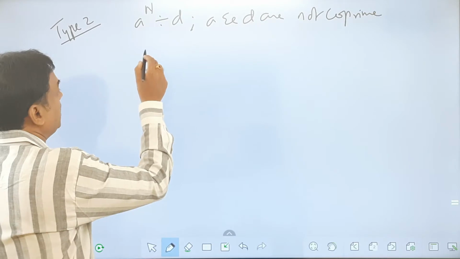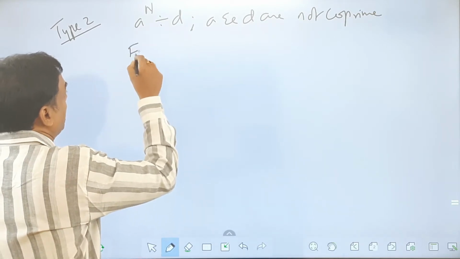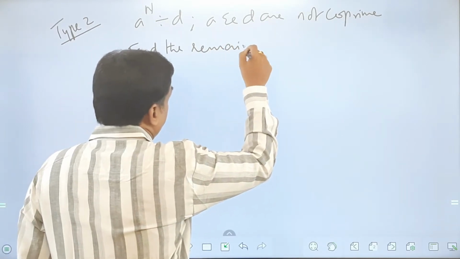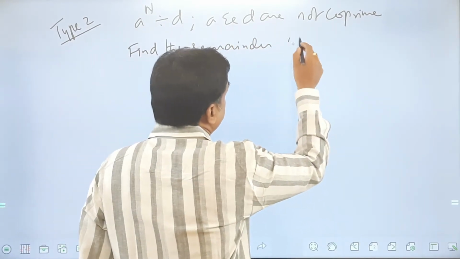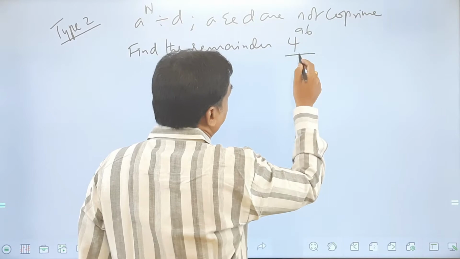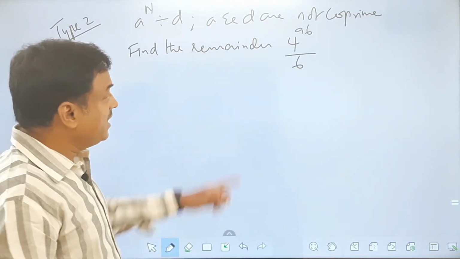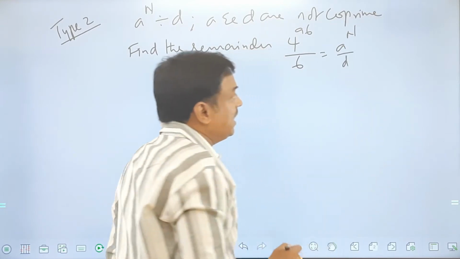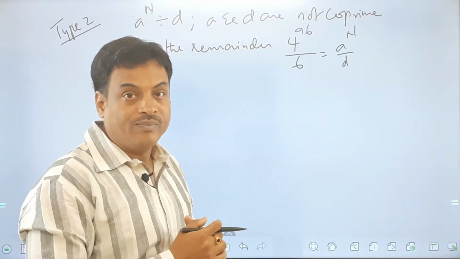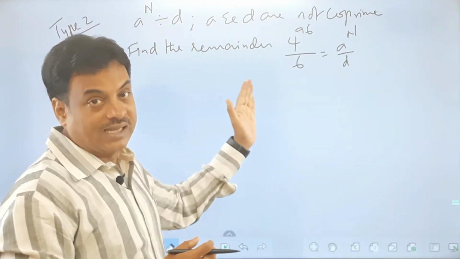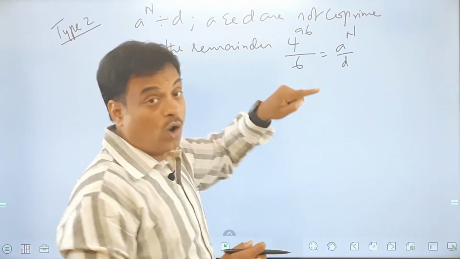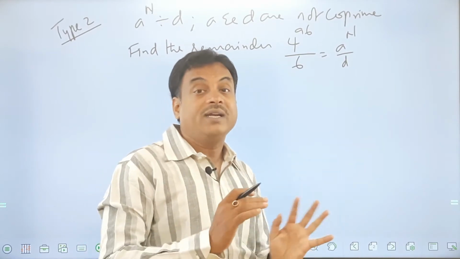For example, if I have a question, find the remainder, and the question is 4 to the power of 96 divided by 6. Now if I write this in the form of a to the power of n upon d, a is 4, d is 6. So 4 and 6 are not co-primes. So I can call it type 2.